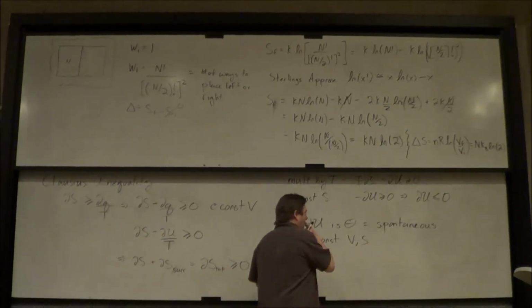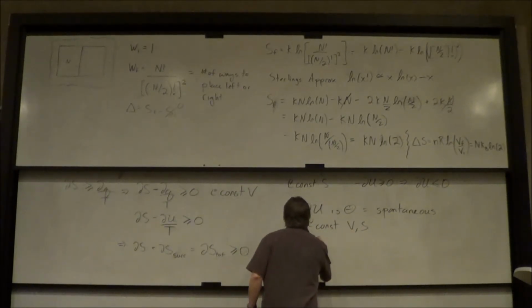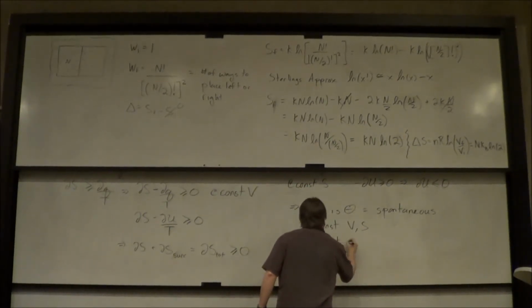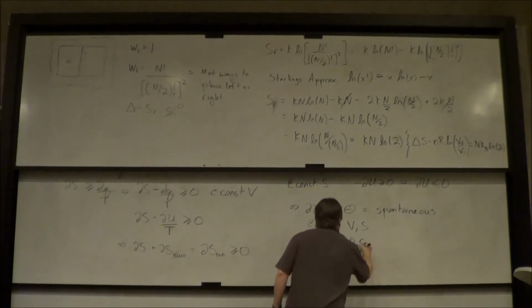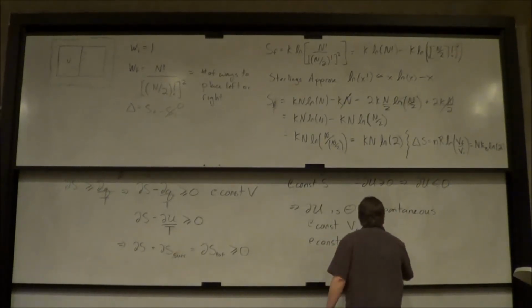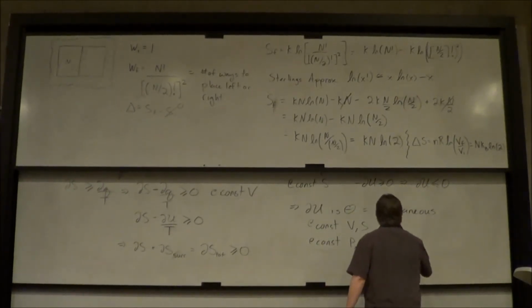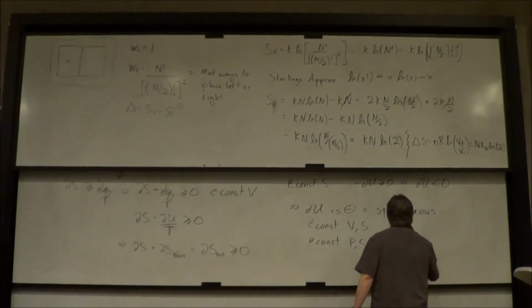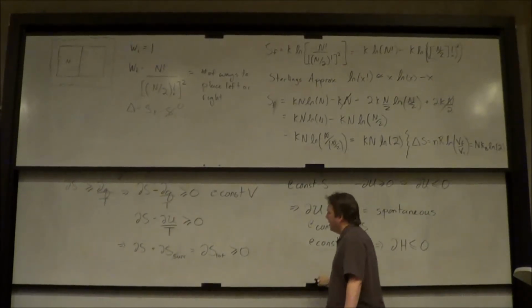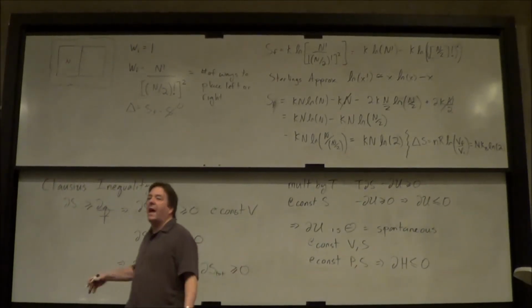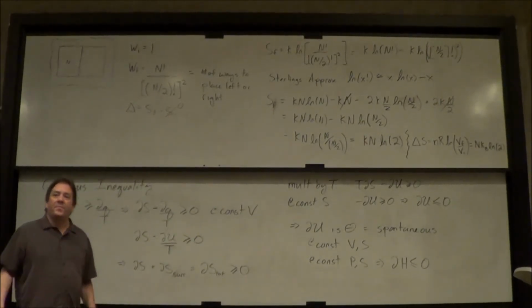Now, let me do another one. I said, you know, at constant pressure and entropy, then I'm not even going to prove it because it's impossibly simple. It's the same damn thing. If I hold pressure constant, then I would have had an H as opposed to a U, right?